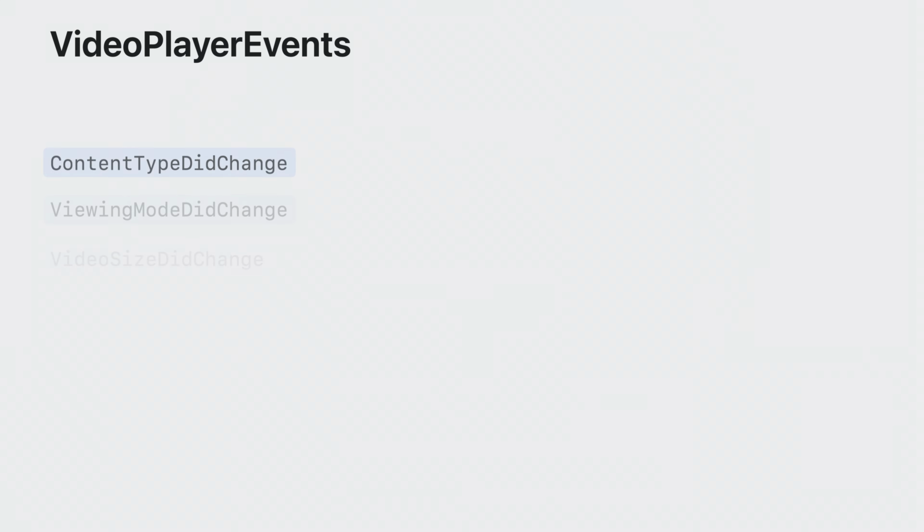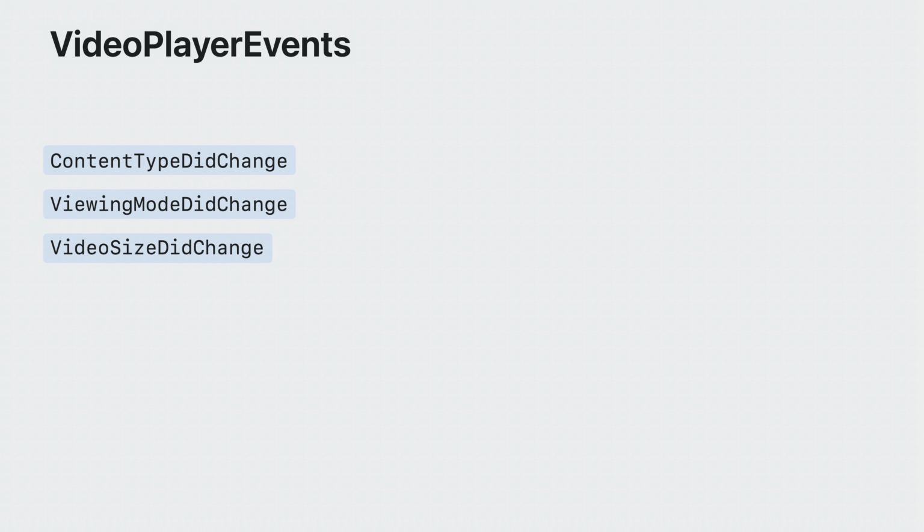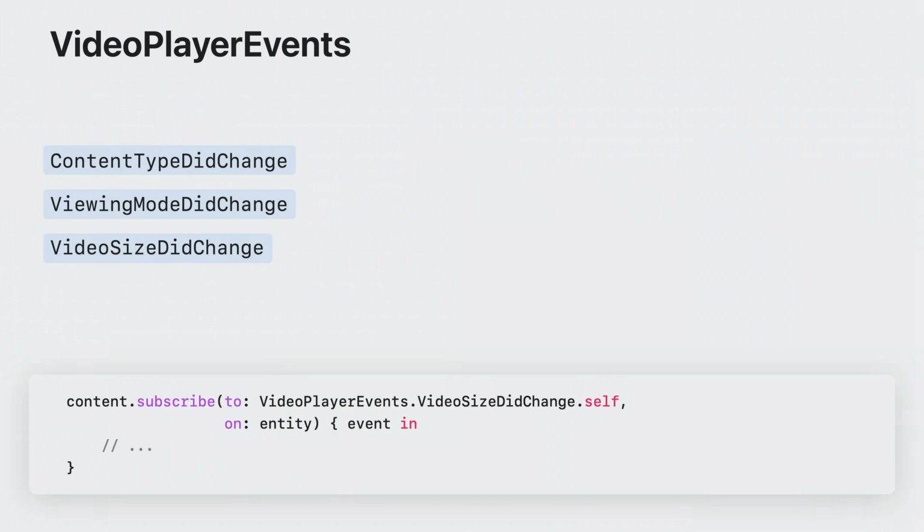You can also subscribe to video player events to be notified when properties on a video player component change, such as the content type, viewing mode, and video size. To subscribe to events, you can call the subscribe function on your RealityView's content and specify the event type and entity. You can respond to events inside of the event handler closure.